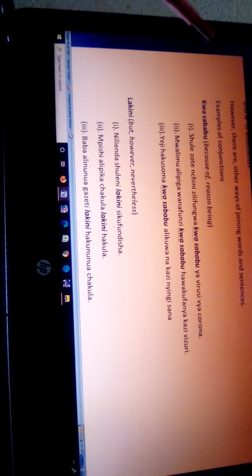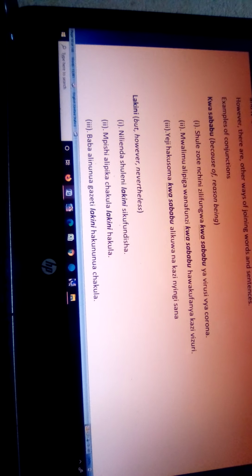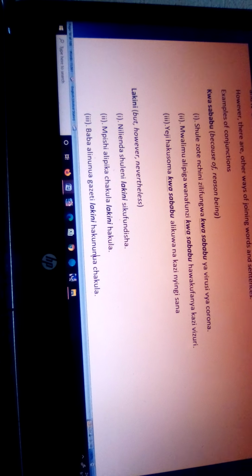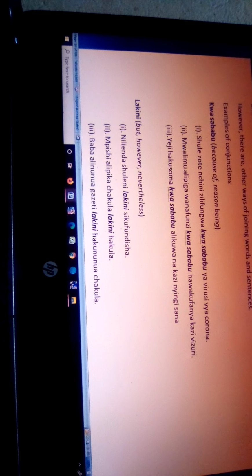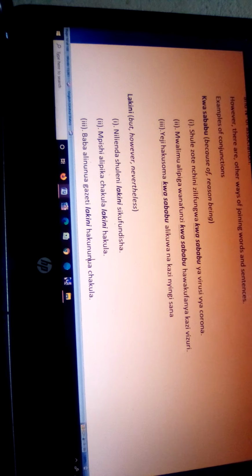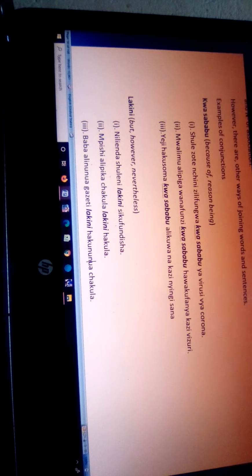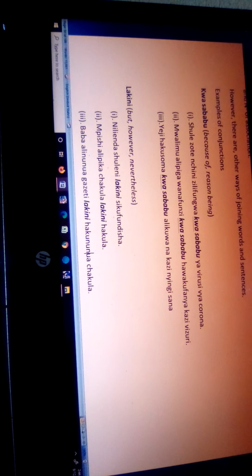Then we have another conjunction, lakini. Lakini just means but, however, nevertheless. For example, we have nilienda shuleni lakini sikufundisha. That I went to school but I didn't teach. Then mpishi alipika chakula lakini hakula. The cook cooked food but he or she did not eat. Remember I told you in Kiswahili, a is used to mean he or she.